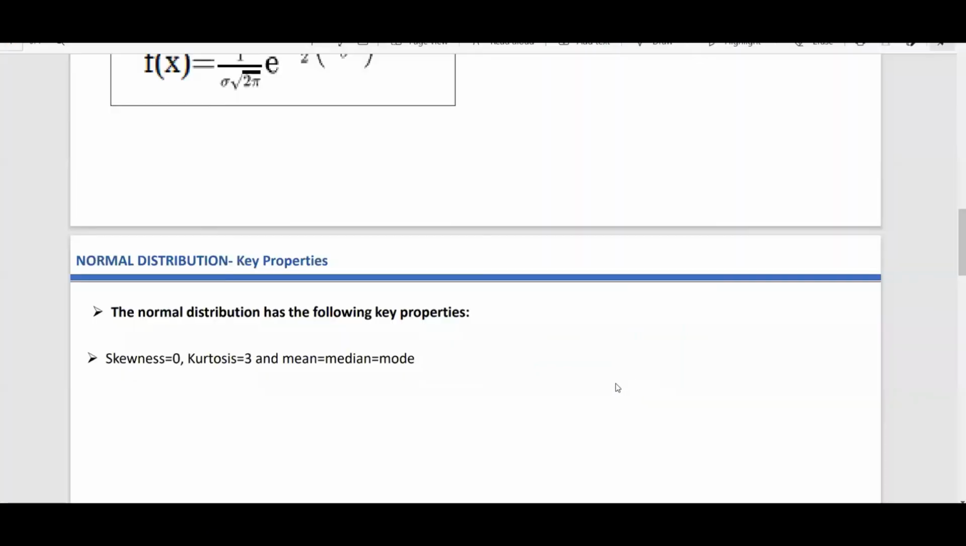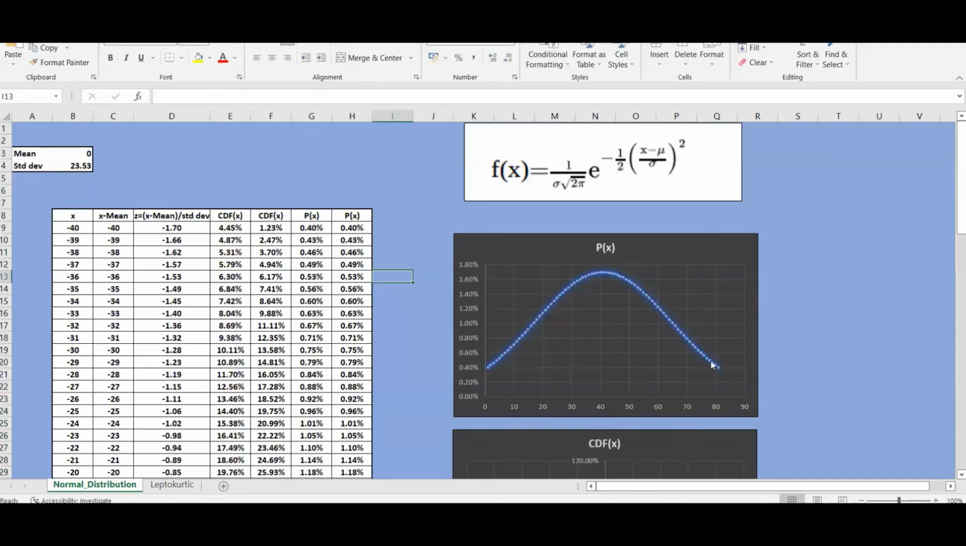If I have to talk about a few properties, there is no skewness. Basically, skewness is when you have slightly longer tails in either of the zones, whether negative or positive. So there is no skewness in the normal distribution, and kurtosis is 3. I'll make separate videos for skewness and kurtosis. When we talk about kurtosis, it is basically the peakedness of the curve.